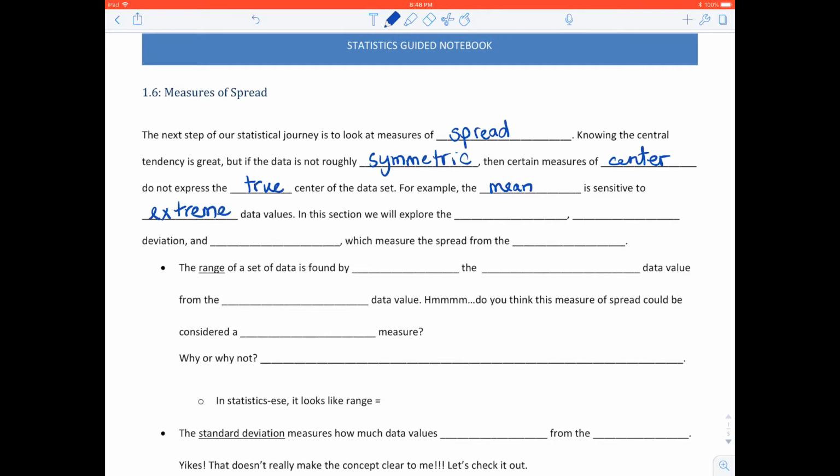So in this section, we're going to explore the range, standard deviation, and variation. And these all measure the spread from the mean. So the spread of the data set from the mean.